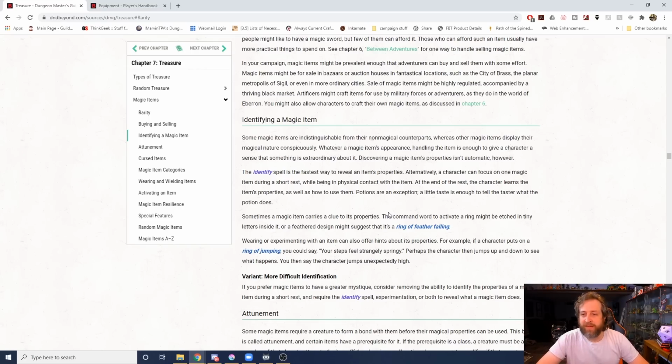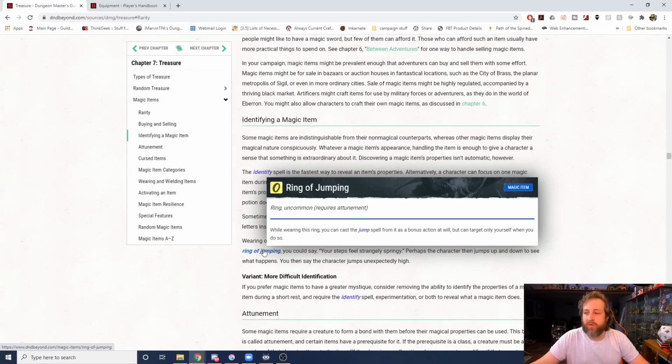That only works for magic items that don't require attunement, right? A ring of jumping, actually, does require attunement.